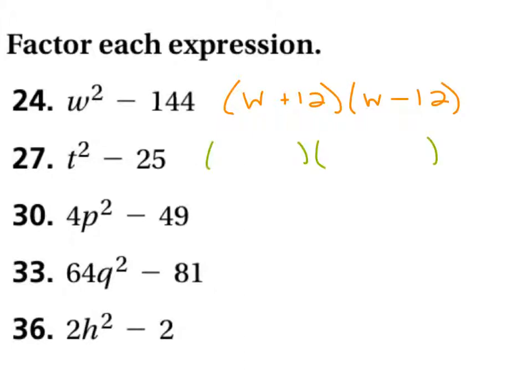We've got t squared minus 25. Well, we're going to have two different parentheses. The square root of t squared is t, so that goes in the front on each one. And the square root of 25 is 5. That goes in the back of each one. That's the answer. Okay.